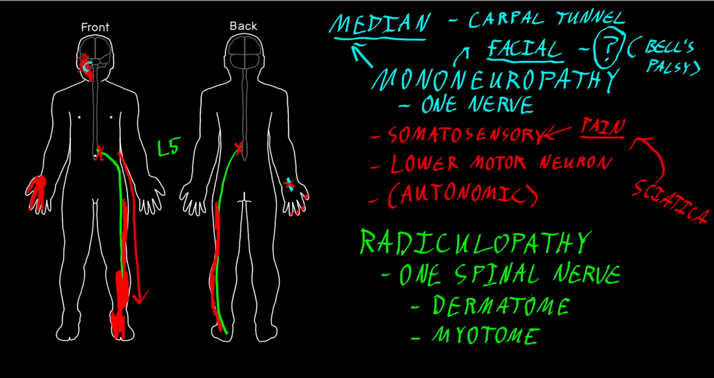And really, the concept is the same for mononeuropathy, where each nerve has its territory that it supplies somatosensory axons to and lower motor neuron axons to. We don't use these terms dermatome and myotome for the territories of these nerves out in the periphery. We only use these terms for the territories supplied by the spinal nerves, but the concept is the same.